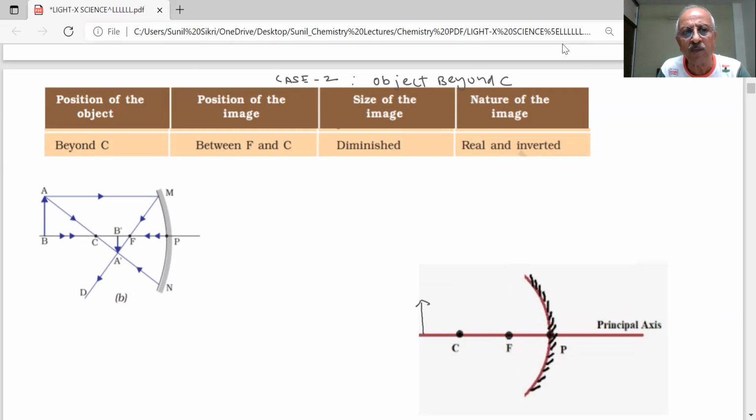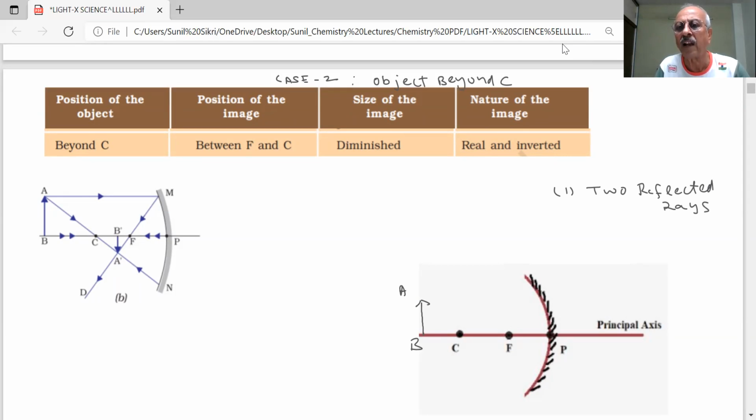Tell me, is this object beyond C? Yes or no? Yes, sir. Now I have to draw the ray diagram. How many rays are required? What I told you. How many rays do you need to draw a ray diagram? Sir, at least 2 rays. 2 rays. You will need 2 reflected rays. This object will reflect the light. You will need 2 reflected rays.